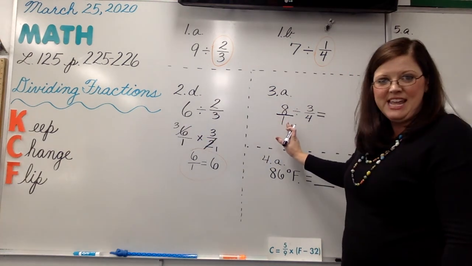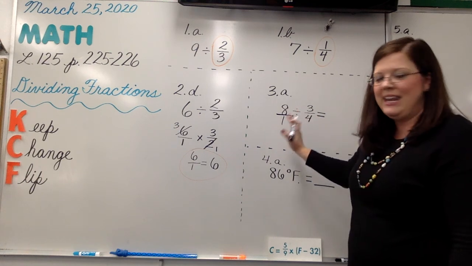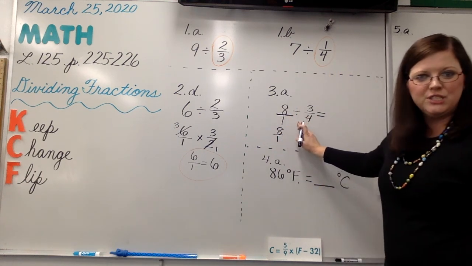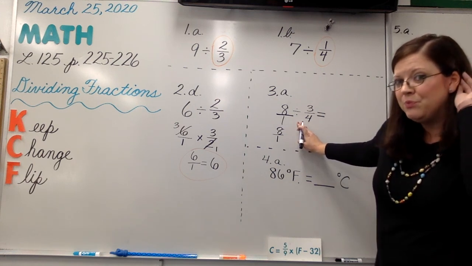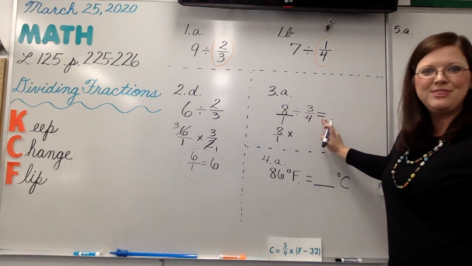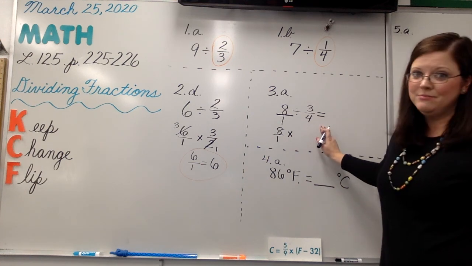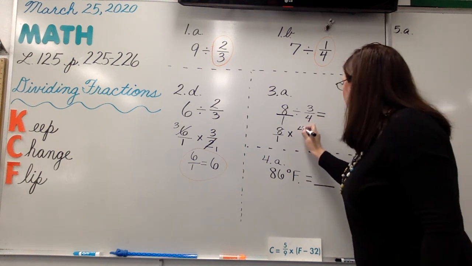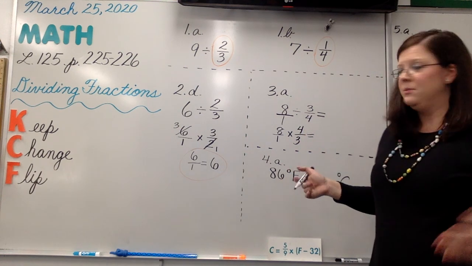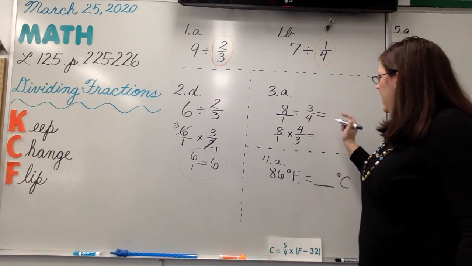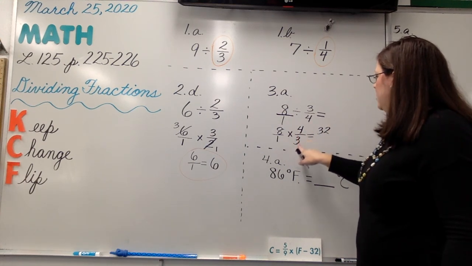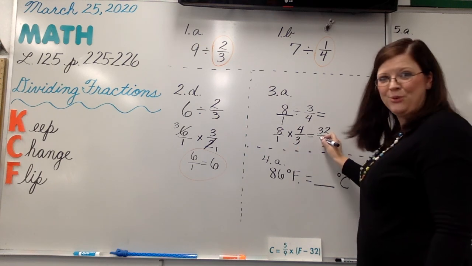Now remember our KCF. Keep the dividend just the way it is. Change your sign from division to multiplication. Flip the final fraction. Alliteration. 4/3. Multiply like we always do. 8 times 4 is 32. 1 times 3 is 3.